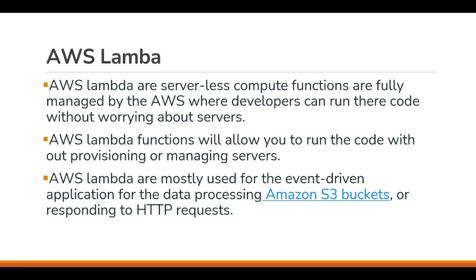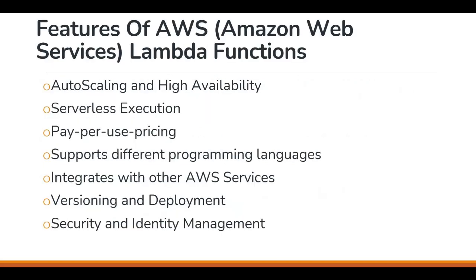It's mostly used in event-driven applications for data processing, such as in Amazon S3 buckets, or responding to HTTP requests. So let's move to features. What are the features of AWS Lambda functions? They are auto scaling and high availability, serverless execution, pay-per-use pricing, support for different programming languages, integration with other AWS services, versioning and deployment, and security and identity management. One by one, we will see what auto scaling and high availability are.